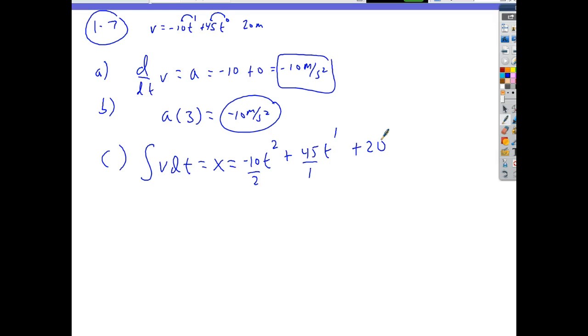Okay, so then for D, what is my displacement at time equals 5? Oops, trying to do this in my head, it's going to be a little tricky. Negative 125, 225, 100, 120? Good?